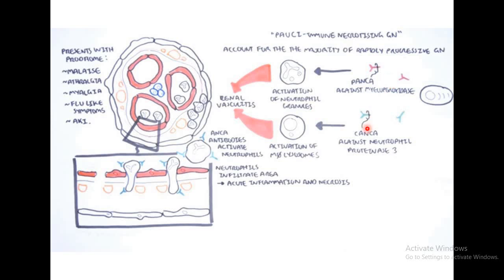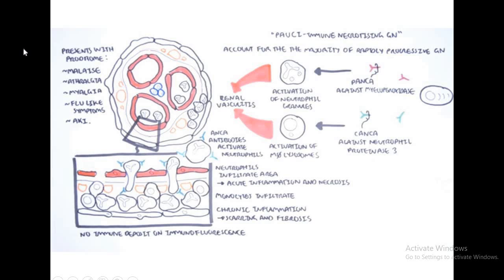Basically what happens is this P-ANCA and C-ANCA will activate the neutrophils and monocytes. Once the neutrophils are activated, this allows the extravasation of neutrophils out of the glomerular capillary. So the neutrophils will infiltrate or extravasate out of the capillaries and cause acute inflammation and necrosis. And monocytes begin to infiltrate as a second line of defense, and over time the inflammatory process will cause chronic damage, causing scarring and fibrosis.